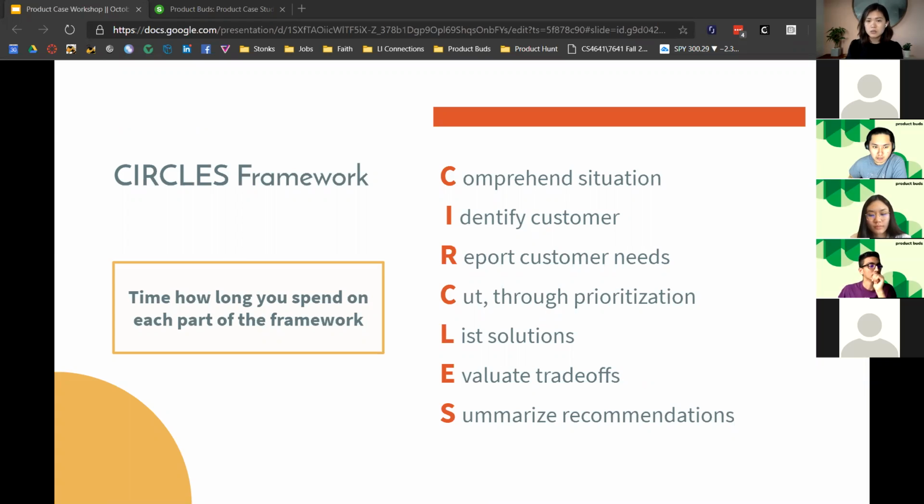The only thing you don't want to do is spend so much time early on that you don't actually have time to talk about your solutions, the trade-offs, and the recommendations, because that's where you really demonstrate your critical thinking and your strategic thinking skills. So make sure you time yourself for different types of interviews, whether it's a 30-minute interview or a full hour.